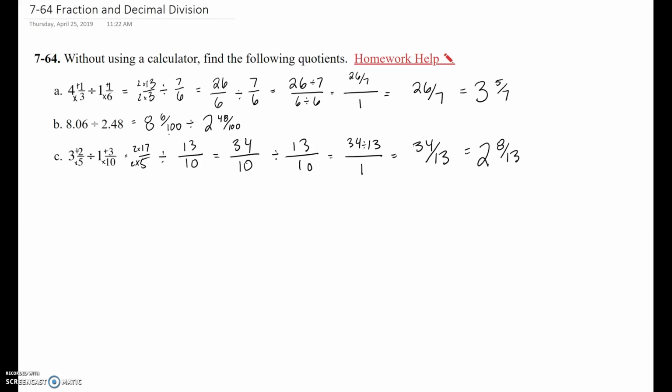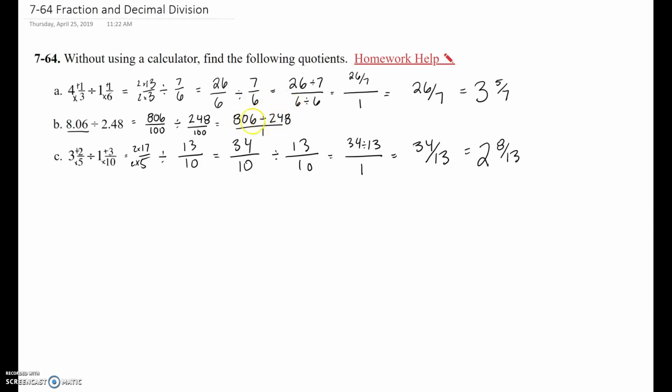I'm going to choose to, well, actually, let's actually do that. Let's actually write it as an improper fraction. So you've got 806/100 divided by 248/100. Now, since the denominators are the same, I can divide straight across. And what we end up with is just, what is 806 divided by 248, because 100 divided by 100 is just going to be 1. So that's actually what division problem we're going to end up doing.